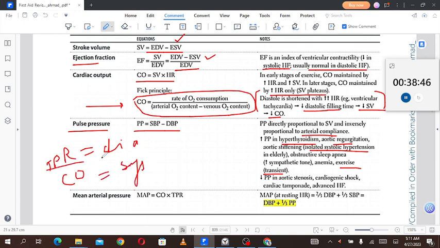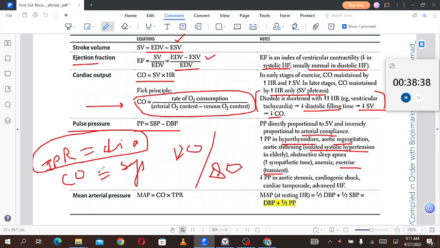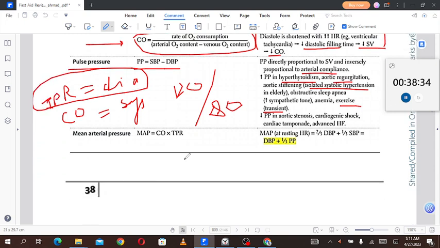So the total peripheral resistance is going to determine the diastolic blood pressure. Like if we are going to write it like 120 by 80, so this 80 is dictated by the total peripheral resistance, while the 120 or the systolic blood pressure is maintained by the cardiac output. Mean arterial pressure is equal to cardiac output multiplied by the total peripheral resistance. Got it? So mean arterial pressure is equal to cardiac output multiplied by the total peripheral resistance.